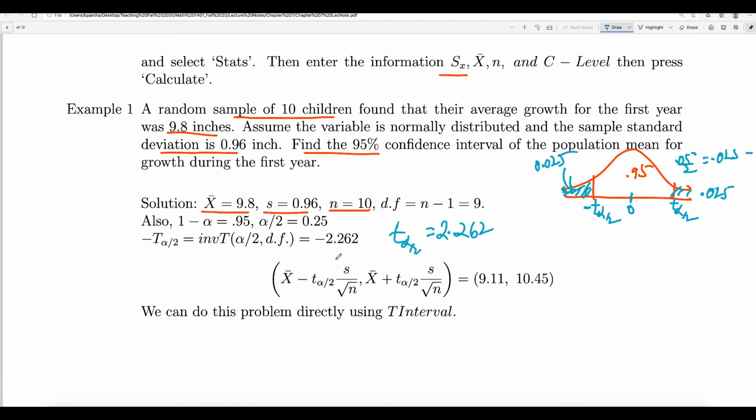Now I have everything that I need for the formula. X bar is given, t alpha half we found, s is given 0.96 over root n. N is 10, right? If you do that, you will get these values. So this is how you find it by hand. But how do I find this using a calculator? I think your calculator can find it directly. Even if you have a TI-83, you can find this confidence interval directly.